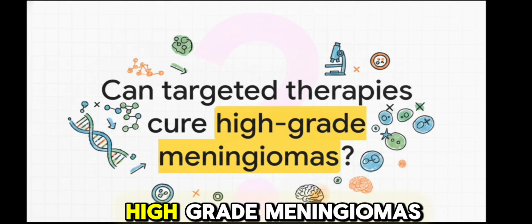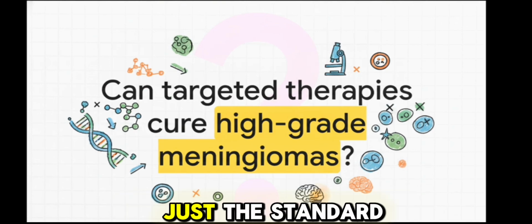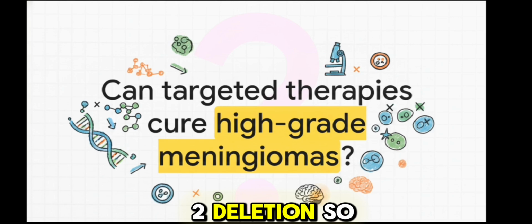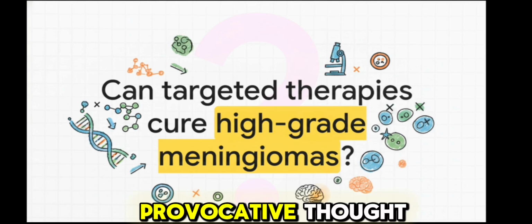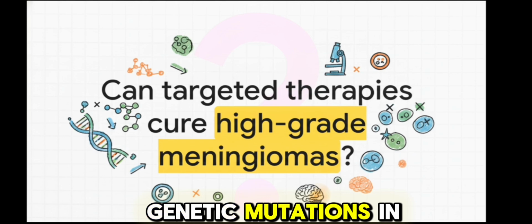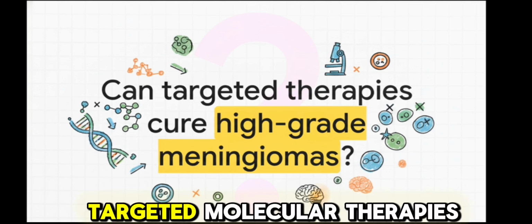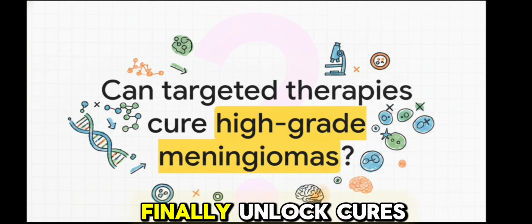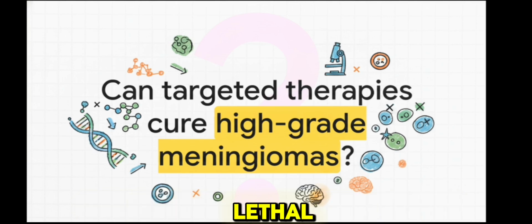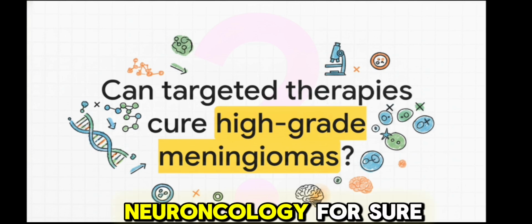We know that high-grade meningiomas exhibit far more complex genetic changes than just the standard NF2 deletion. So I want to leave you with this provocative thought. As we continue mapping these highly complex genetic mutations in anaplastic grade 3 variations, how might future targeted molecular therapies finally unlock cures for that most lethal, aggressive fraction of these tumors? It's a thrilling frontier in neuro-oncology for sure.